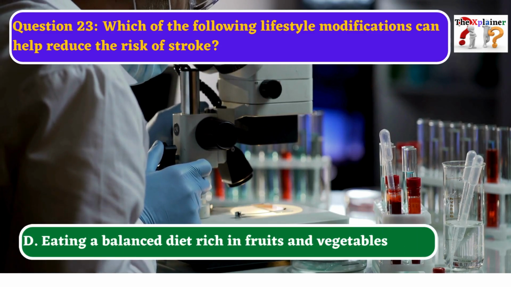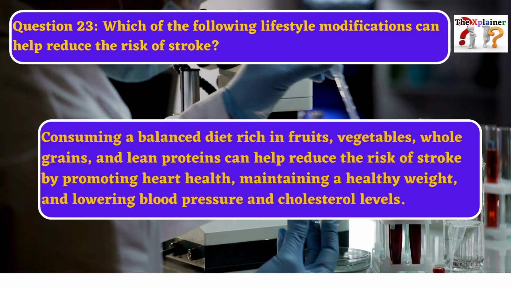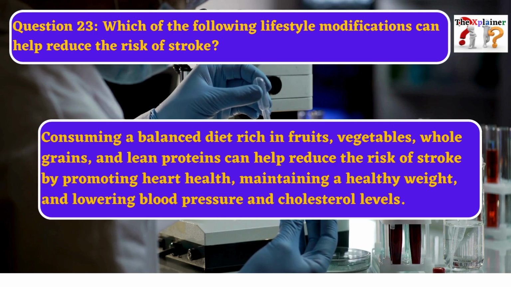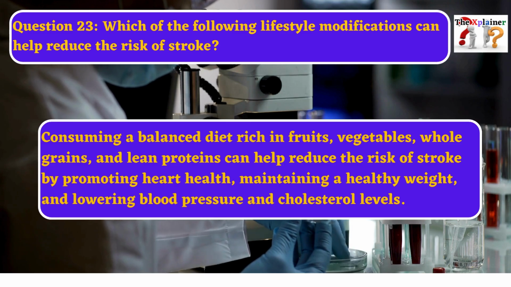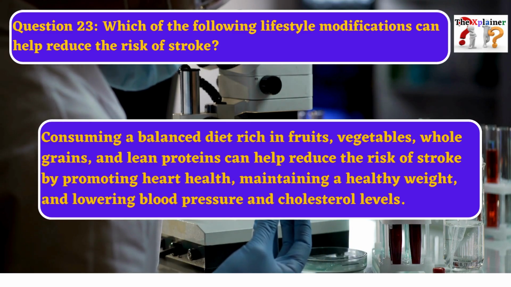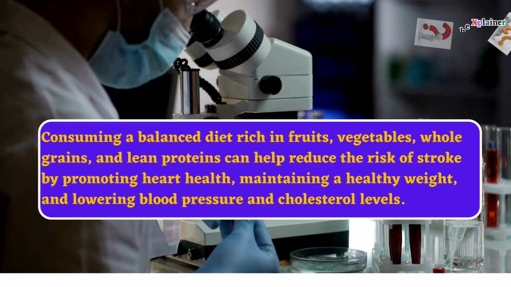The answer is D. Eating a balanced diet rich in fruits and vegetables. Consuming a balanced diet rich in fruits, vegetables, whole grains, and lean proteins can help reduce the risk of stroke by promoting heart health, maintaining a healthy weight, and lowering blood pressure and cholesterol levels.